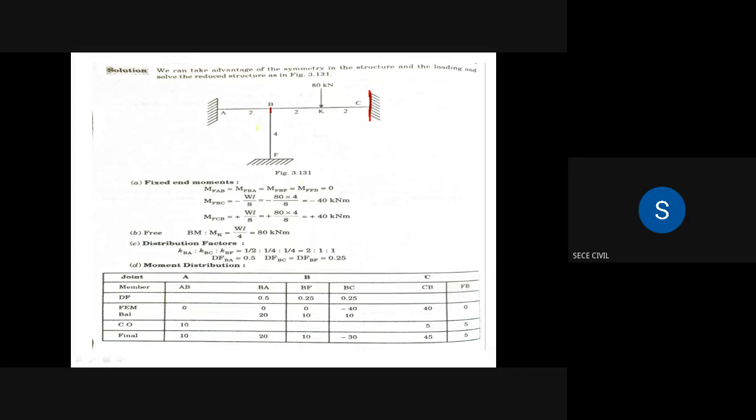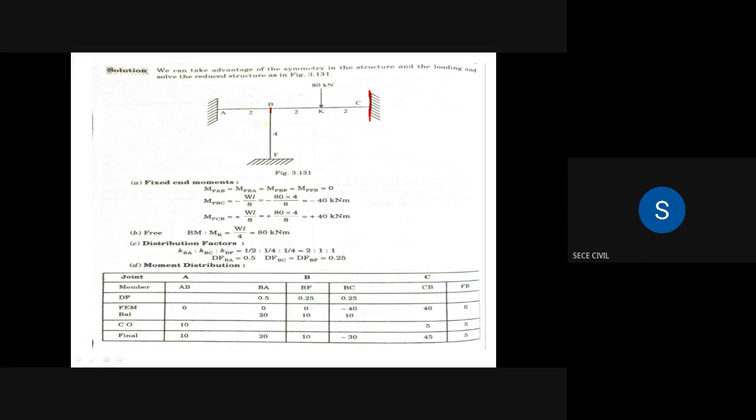Stiffness is I by L, since all the far ends are fixed. For all the members the I value is I only. The length for BA, L is 2, so I by 2. For BF, I by 4. And for BC, I by 4.